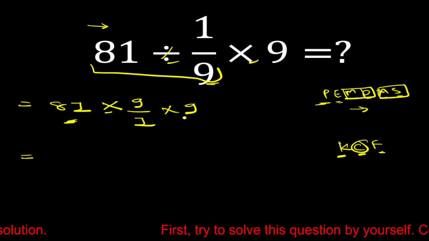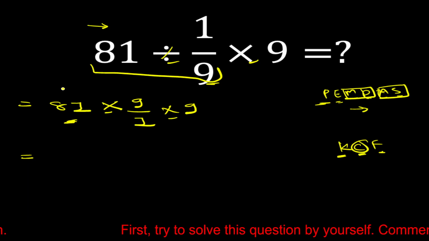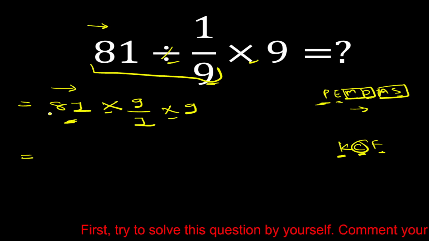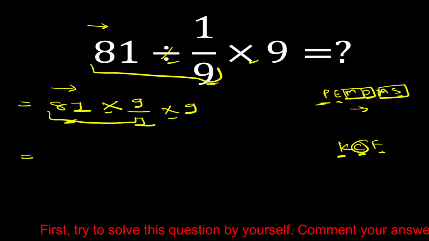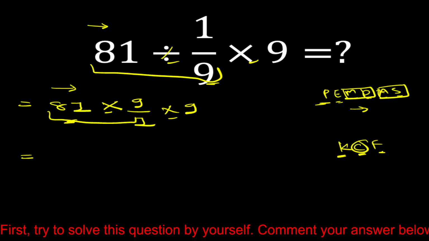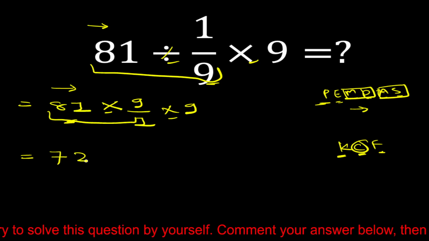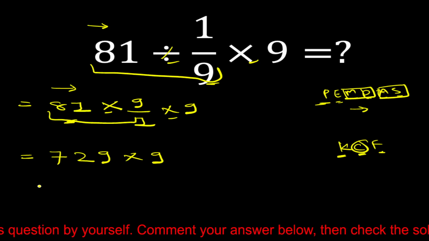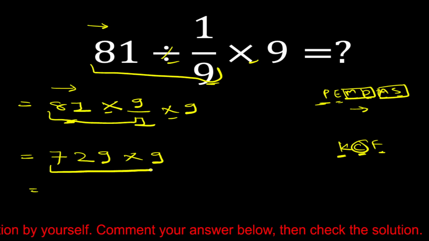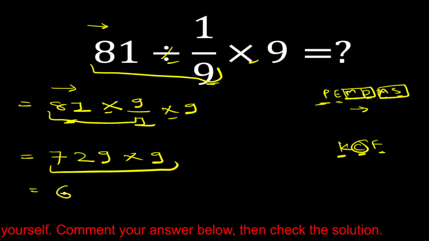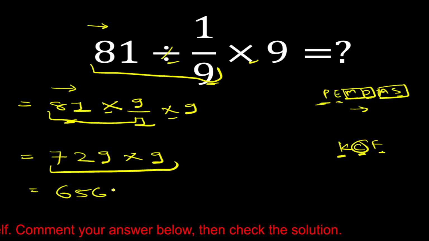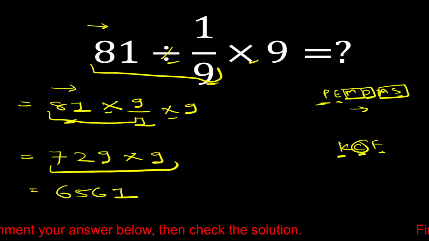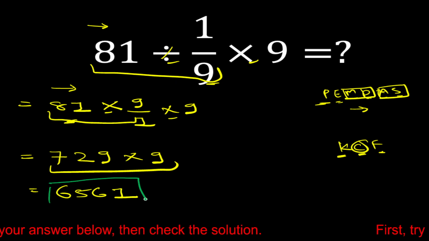Now here is one multiplication, here is one multiplication. Therefore we have to move from left to right. So first we have to solve this part. 81 multiply 9 is equal to 729, then 729 multiply 9 is equal to 6561. So 6561 is the correct answer.